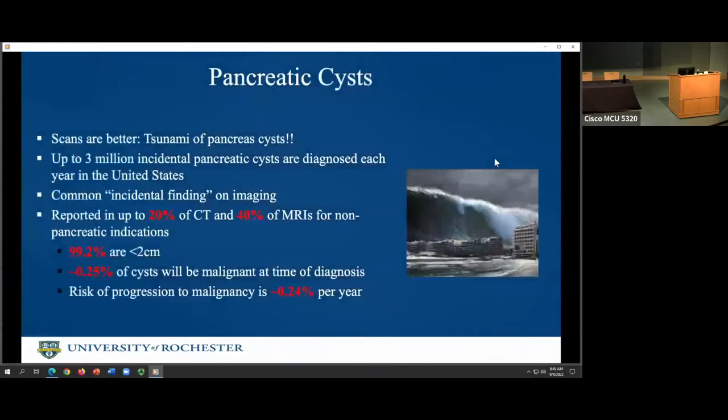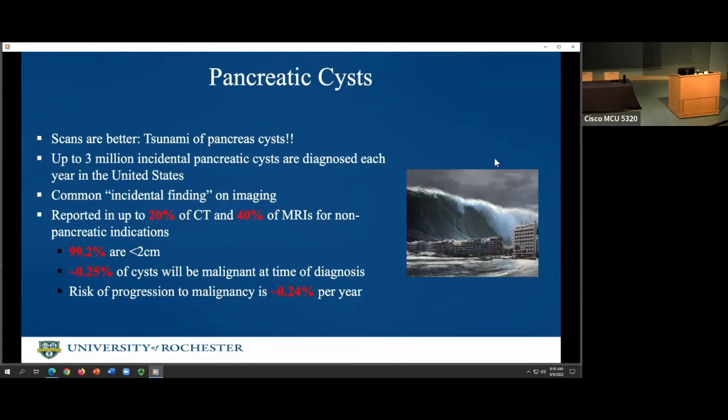So with our scans getting better, we are all seeing a tsunami of pancreas cysts, with up to 3 million incidental pancreatic cysts diagnosed each year. It is a very common incidental finding, reported in up to 20% of CT scans and 40% of MRIs done for non-pancreatic indications. However, the reassuring part is that about 99% are less than 2 centimeters, and about 0.25% of the cysts will be malignant at the time of diagnosis.